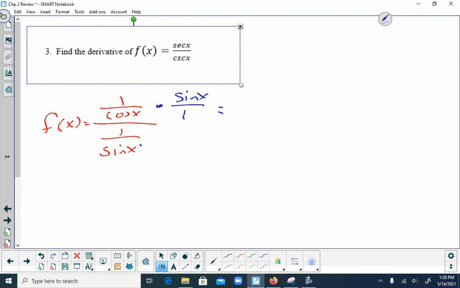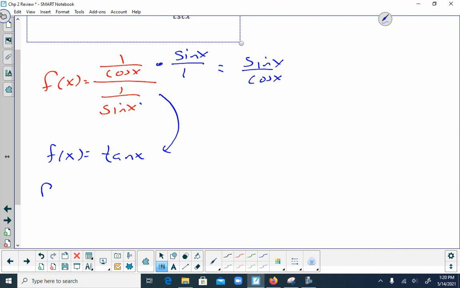And when I do that, I'm going to have sine of x over cosine of x. So I'm going to say f of x is equal to the tangent of x. So all I did was simplify this to get this. I did not have to take the derivative yet. Now I'm going to take the derivative, and the derivative of tangent is going to be secant squared x. And that's it. That's all I have to do. A heck of a lot easier than trying to use the quotient rule.